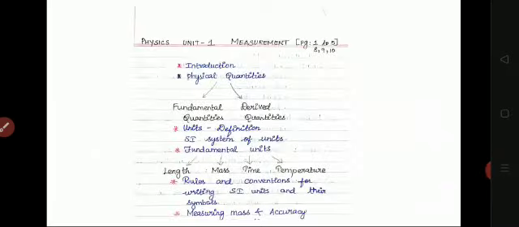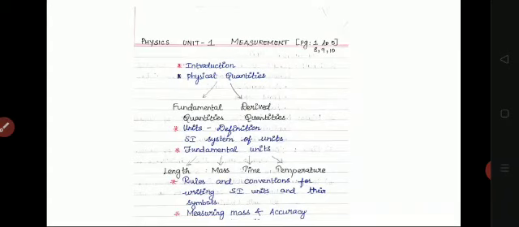Good morning. Today we are going to start a new chapter in physics. The first lesson we have is measurement. So under this topic we are going to discuss in detail what measurement and physical quantities are. Under physical quantities, fundamental quantities and derived quantities, and the SI system of units and fundamental units.